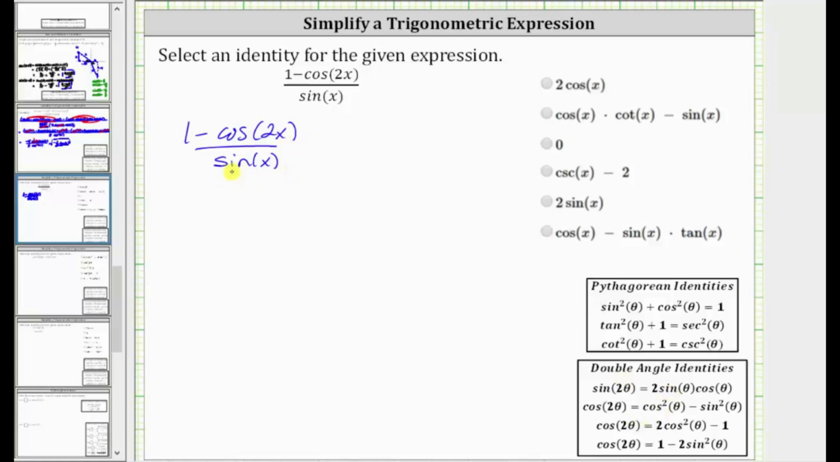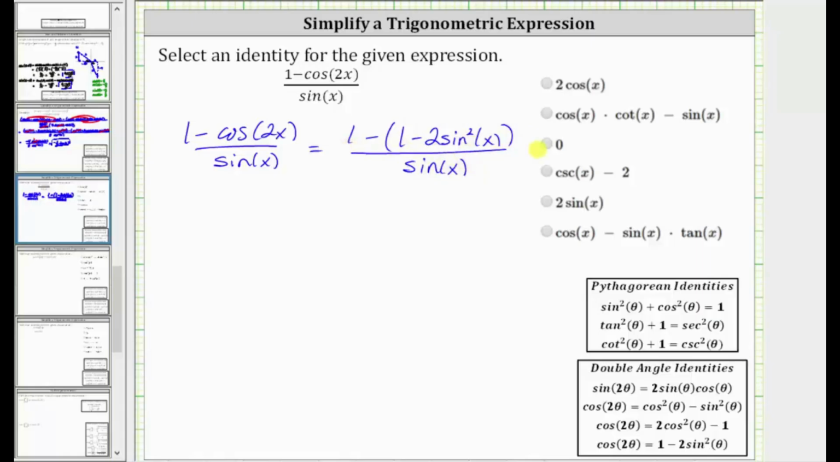Because the denominator is sine x, let's write everything in terms of sine using the identity cosine 2 theta equals 1 minus 2 sine squared theta, which means in our case cosine 2x equals 1 minus 2 sine squared x. But because we're subtracting cosine 2x, we need to subtract the quantity 1 minus 2 sine squared x, which means the given expression is equal to 1 minus, and then in parentheses we have the quantity 1 minus 2 sine squared x. And all this is divided by sine x.